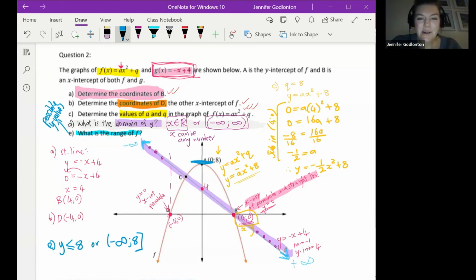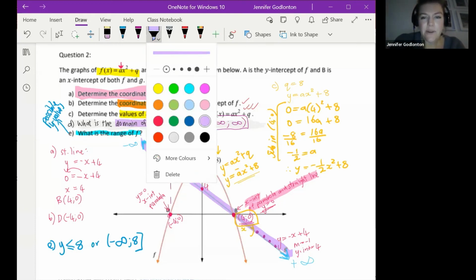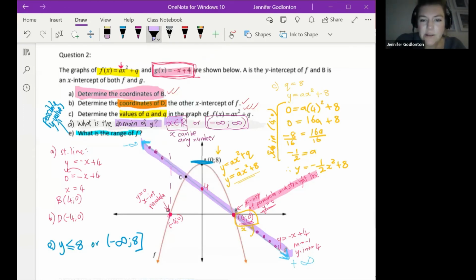So the answers for D are what I wrote here in purple. Let me just highlight them for you so you can see them. These are your answers for D.